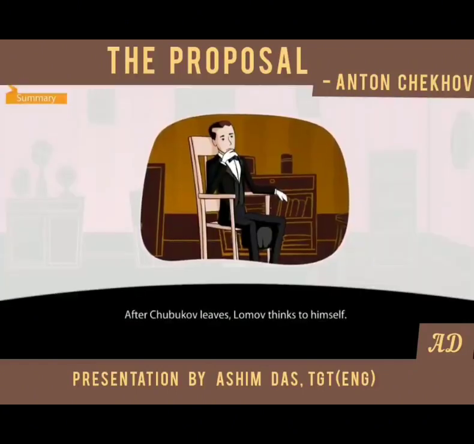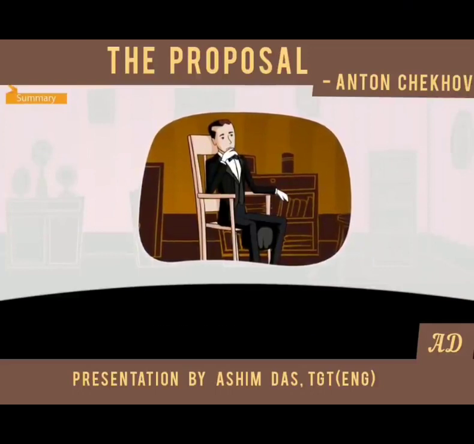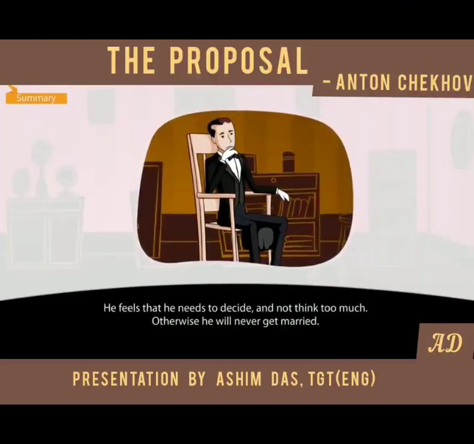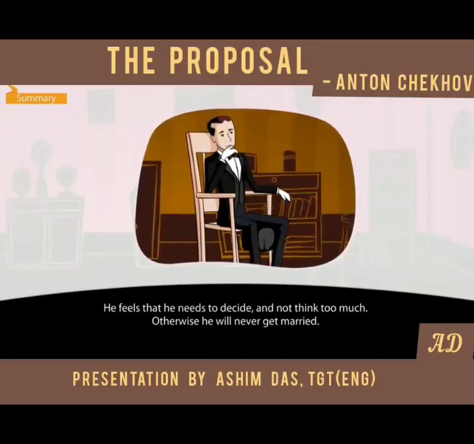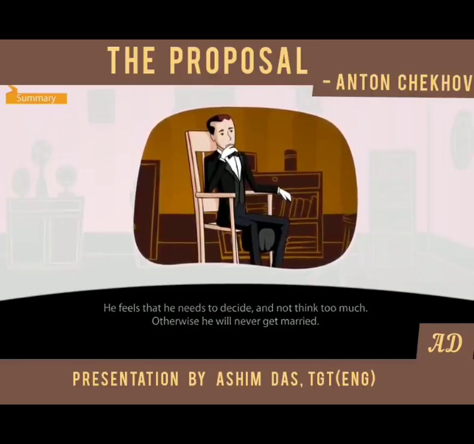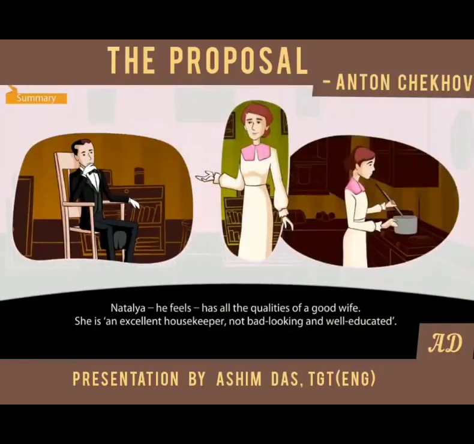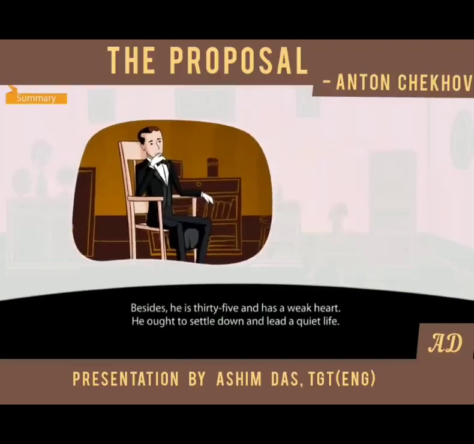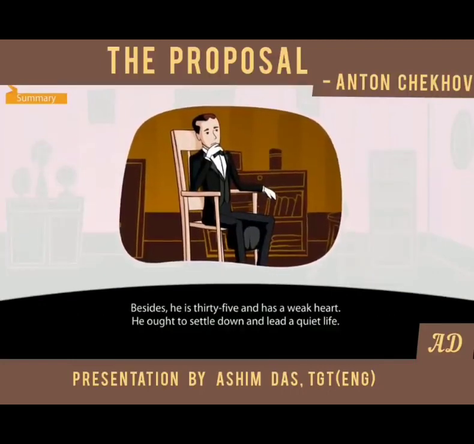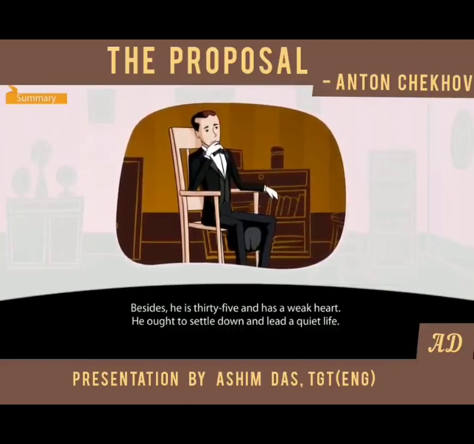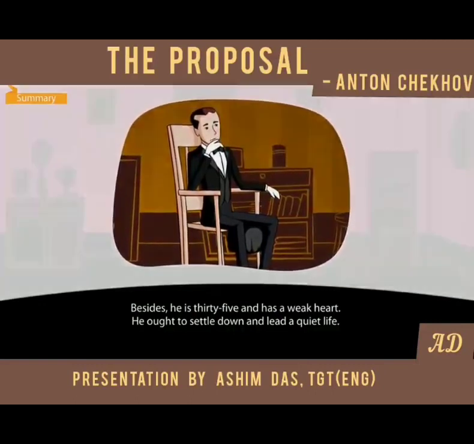After Chubukov leaves, Lomov thinks to himself. He feels that he needs to decide and not think too much, otherwise he will never get married. Natalia, he feels, has all the qualities of a good wife. She is an excellent housekeeper, not bad looking, and well educated. Besides, he is 35 and has a weak heart. He ought to settle down and lead a quiet life.